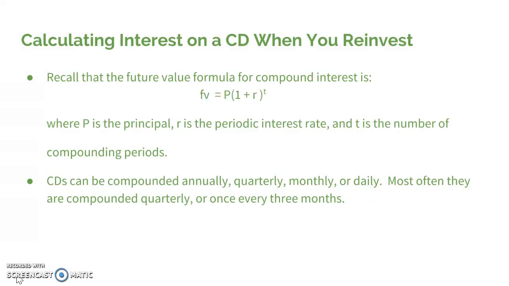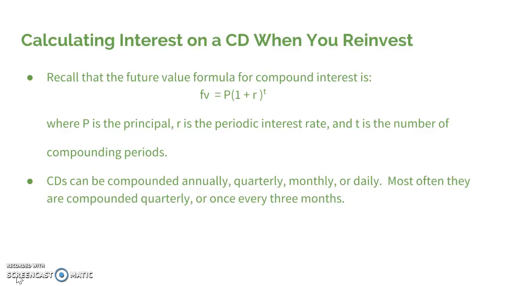So calculating interest with a CD, and you will see these steps as well in your guided notes. Remember this formula from Consumer Math A, the future value formula for compound interest, same as the compound interest formula. We have here that P is the principal. R is the periodic interest rate, so keep that in mind, periodic interest rate. And T is the number of compounding periods.